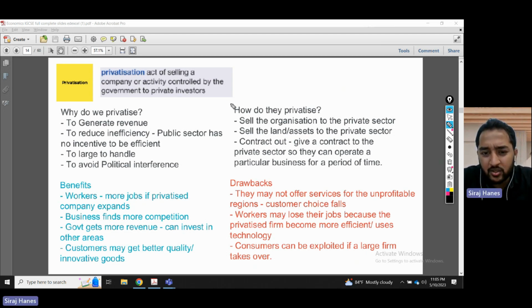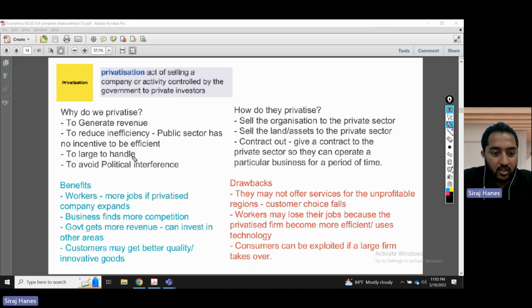How do you privatize though? One, you can sell the organization to the private sector, finish. Two, you can sell the land or the assets to the private sector. Third one, you can contract out. Like I gave you the example of a train service, don't give the whole train service. You can say, look, for the next 5 years, I'm allowing you to take this train service, this stretch from point A to point B. You can handle the private sector for a period of time. You're contracting out.